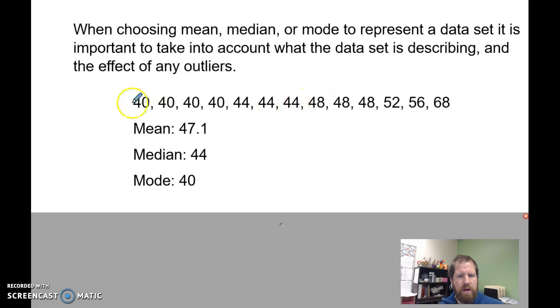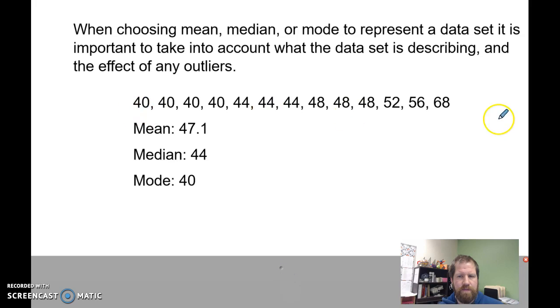Okay, so here we have a data set, and this is high jump. These are the bar heights, so the inches that students were able to jump over. So this student was able to clear a 40-inch height, but was not able to go on to 44. This student was able to clear 40 and 44, but couldn't make 48. So that's what our data set is.